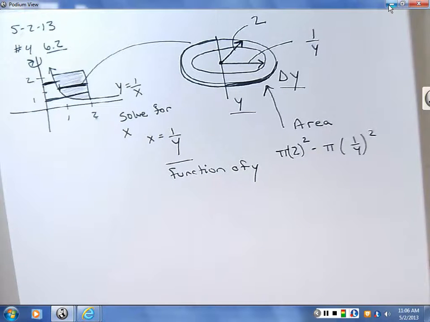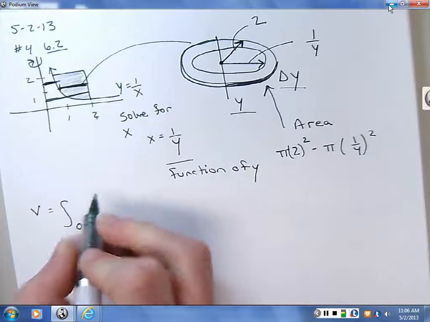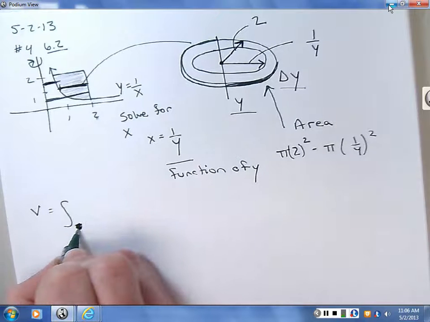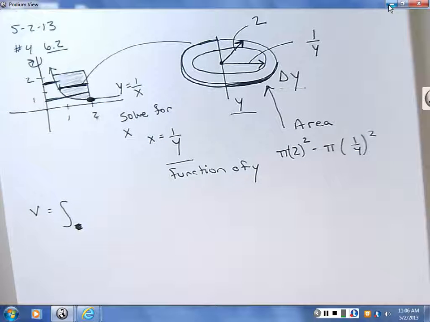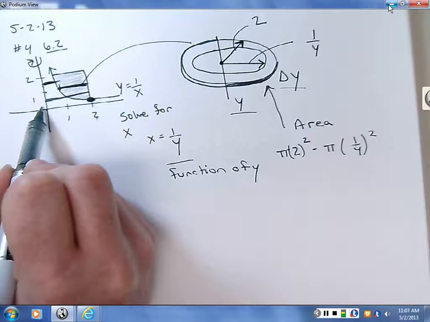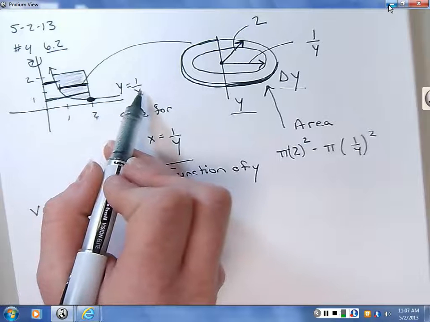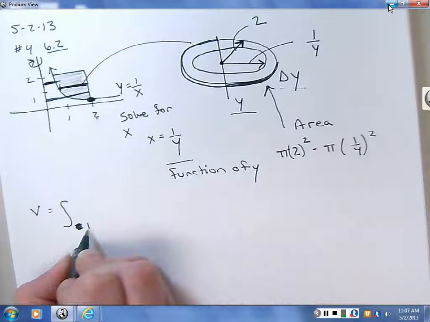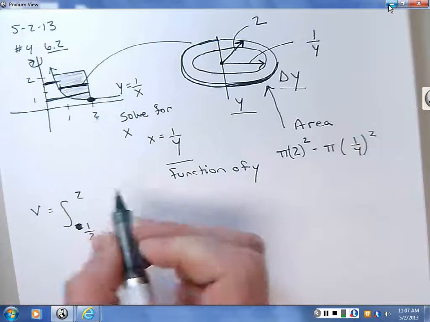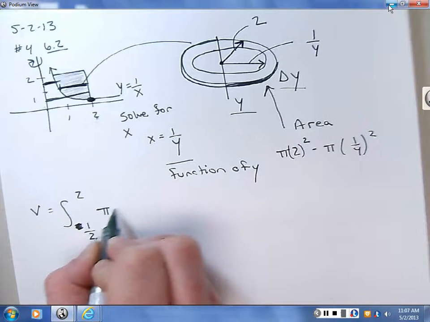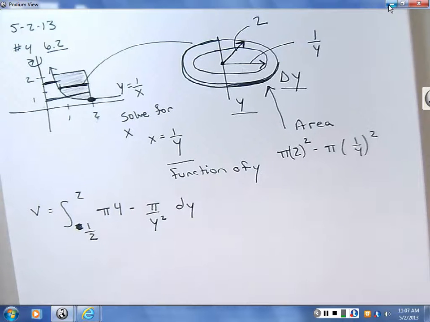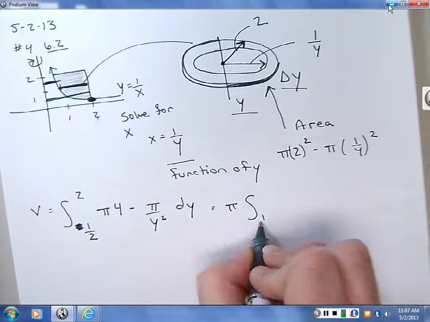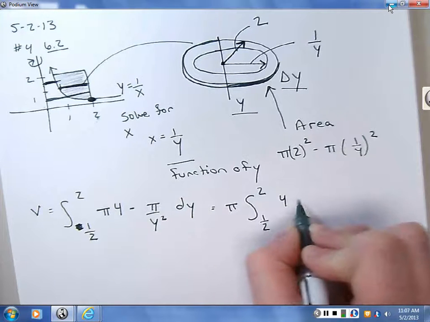So now if I want to find volume, I'm going to integrate from 0 to 2. Oh, not 0, sorry. I need to find this point along the y-axis. So this point is going to be when x is 2. When x is 2, what is y? 1/2. So I'm going to integrate from 1/2 to 2 of pi 4 minus pi divided by y squared dy. And of course I can factor the pi out front and have pi times the integral from 1/2 to 2 of 4 minus y to the negative 2 dy.